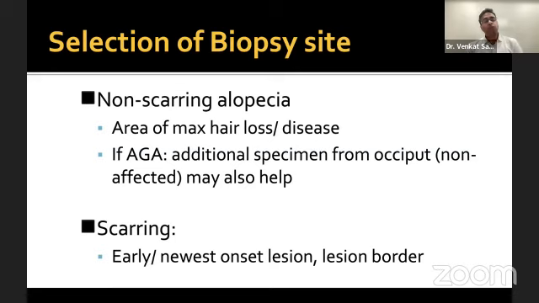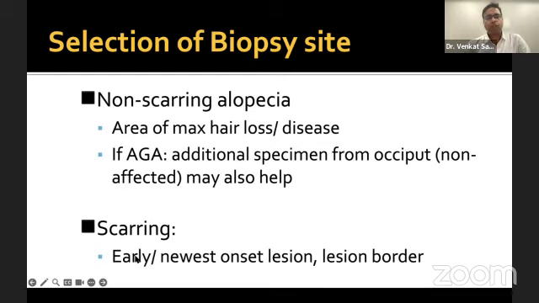So where do you do a biopsy usually? Non-scarring alopecia, area of maximum hair loss. That's where you do a biopsy of non-scarring alopecia. If androgenic alopecia is suspected, take an additional specimen from the occiput, unaffected area, so that you can compare the normal scalp with the abnormal scalp. But often this is not needed. I often take only one single 4 mm punch from the area of maximum hair loss.